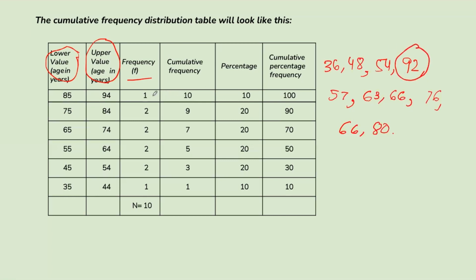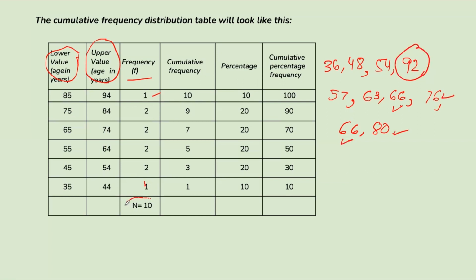So this is 1. How many of them are lying in 75 to 84? Okay, means greater than 75 and less than 84. So here this is 76 and 80. So there are 2 values. So you have written 2. Similarly, then you have to find for 65 to 74. One is 66 and the other is again 66. Okay, so there are 2 values. So similarly, you have to write the frequency corresponding to each interval.